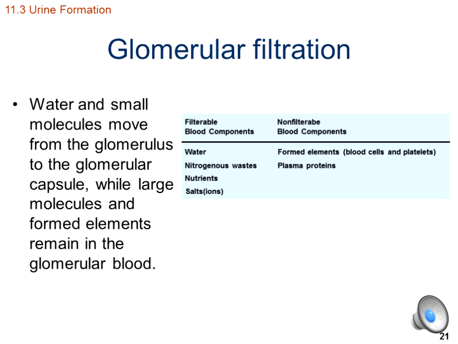So glomerular filtration: water, small molecules are going to move from the glomerulus through the glomerular capsule. Remember, the glomerulus is just a knot of capillaries, afferent and efferent arterioles, or blood vessels. Large molecules and formed elements of the blood remain in the glomerular blood, but everything else, water, nitrogenous waste, uric acid, urea, creatine, even nutrients such as glucose and amino acids and salt ions are all going to become part of the filtrate.